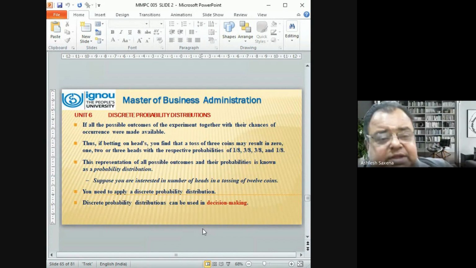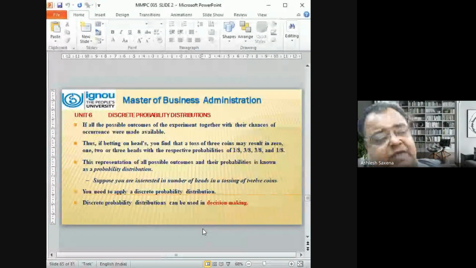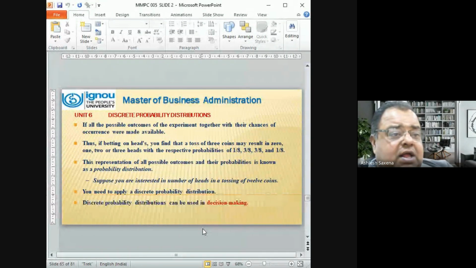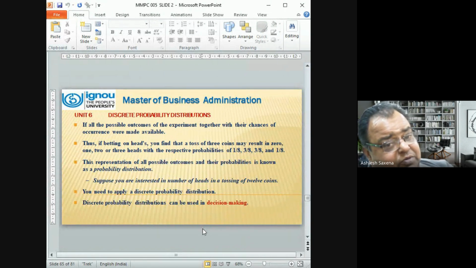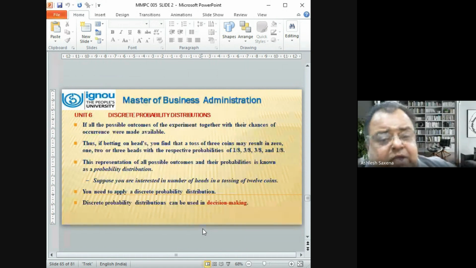Now that is unit 6. We will be talking about discrete probability distribution. Here, we have to consider all the events starting from 0, that is for the failure, then 1, 2, 3, 4 till n. We consider all the possible outcomes of the experiment together with their chance of occurrence. This is what we are going to do in discrete probability distribution. For a toss of 3 coins, the total number of cases will be 2 raised to the power 3, that is 2 into 2 into 2, which is 8.